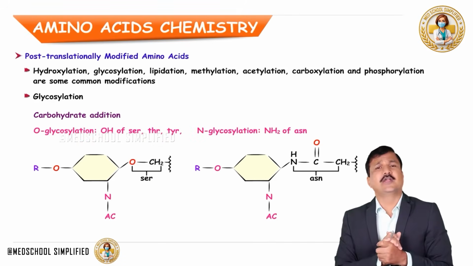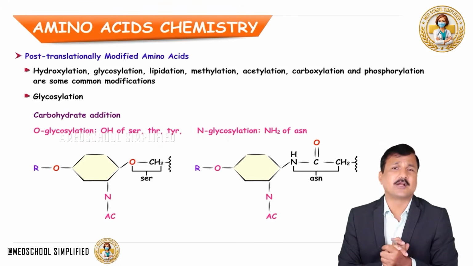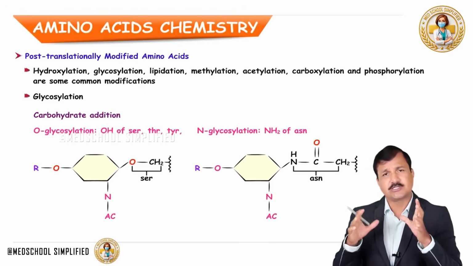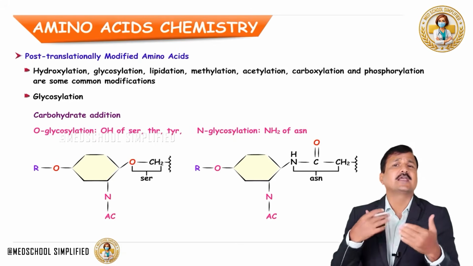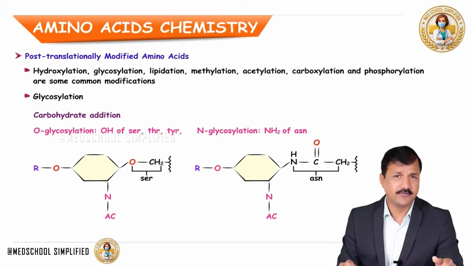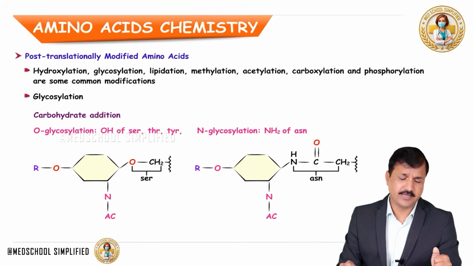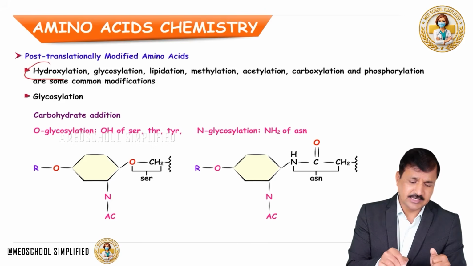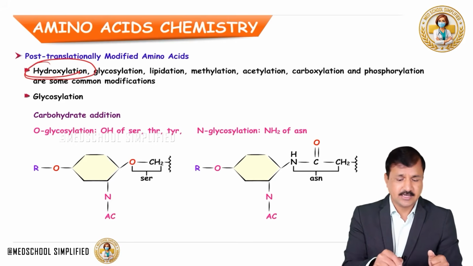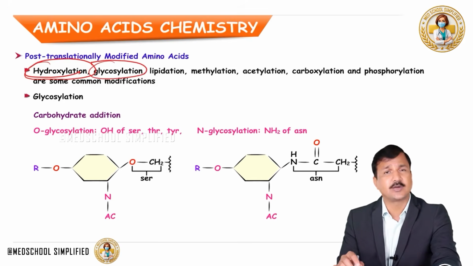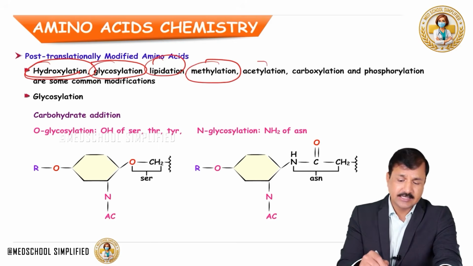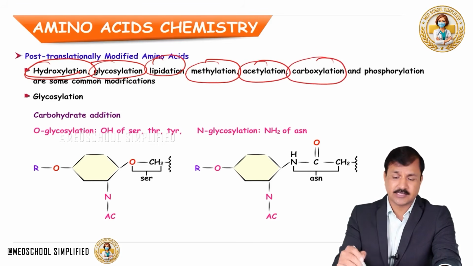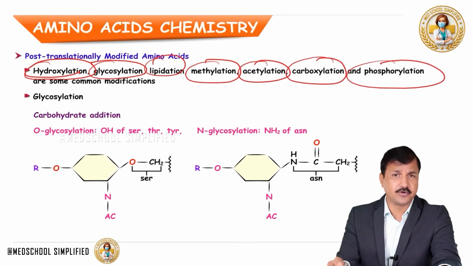Now let's briefly go into the post-translational modification of some of the amino acids, especially when they are part of a polypeptide chain. Whenever they are attached to a polypeptide chain, they can undergo post-translational modification. What are the post-translational modifications of these amino acids? One is hydroxylation, where a hydroxyl group is attached. Glycosylation, where a carbohydrate is attached to a protein molecule. Lipidation, where a lipid is attached. Methylation, where a methyl group is attached. Acetylation, where an acetyl group is attached. Carboxylation, where carbon dioxide is attached. Phosphorylation, where a phosphate, PO4 minus, is attached.